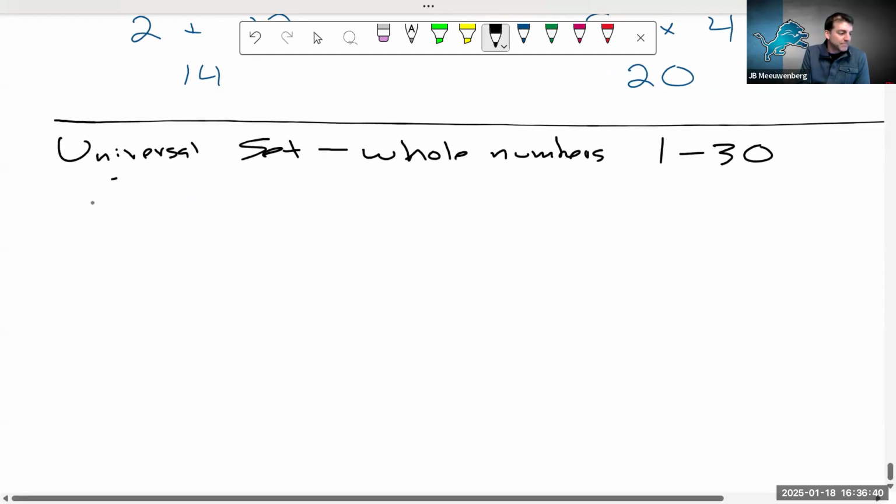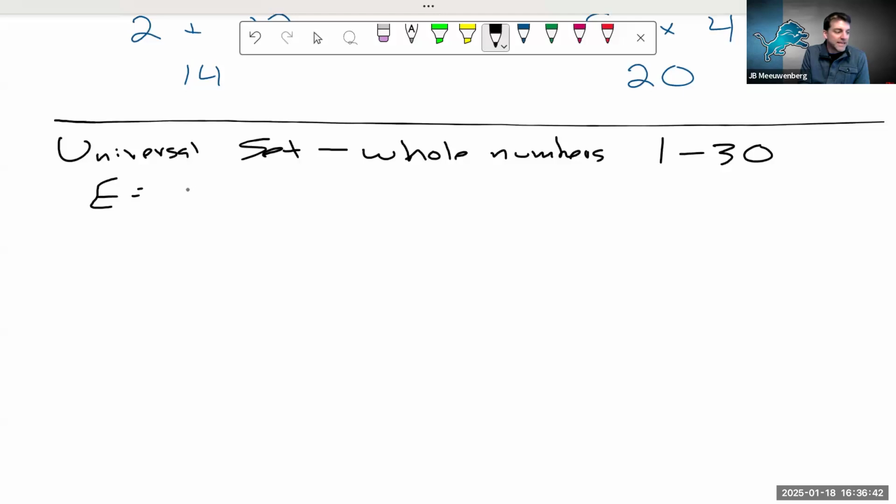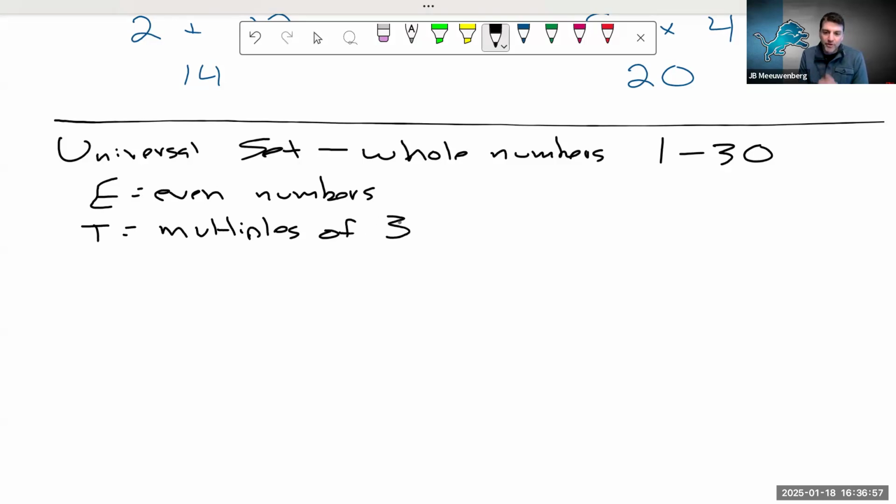So our universal set is the whole numbers 1 to 30. Set E is going to be the even numbers. Set T is multiples of 3. That should look familiar. But now we're going to add another set, set F, and that is going to be multiples of 5.